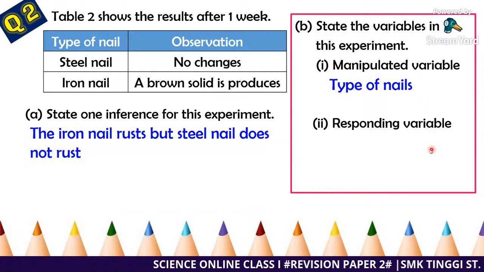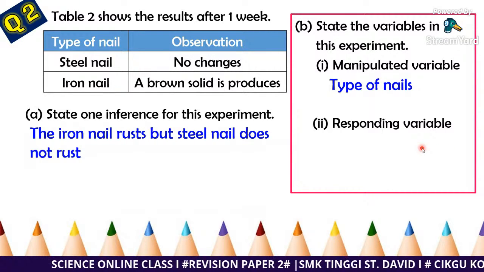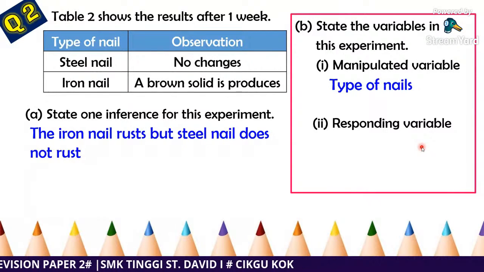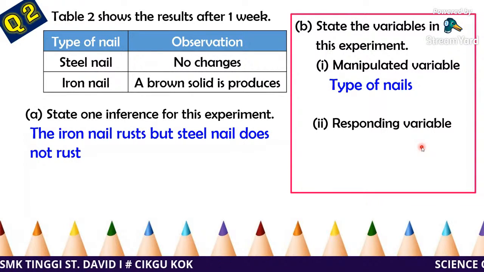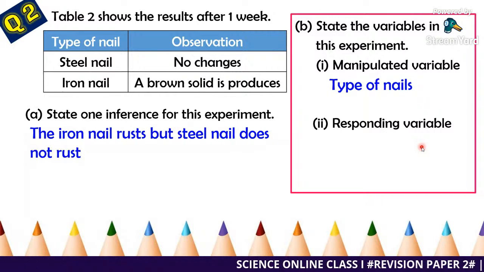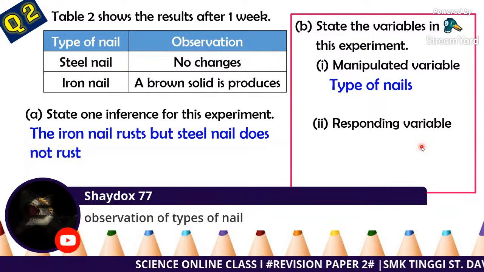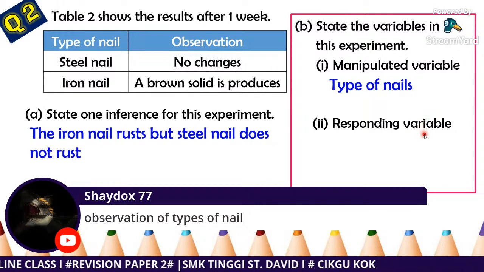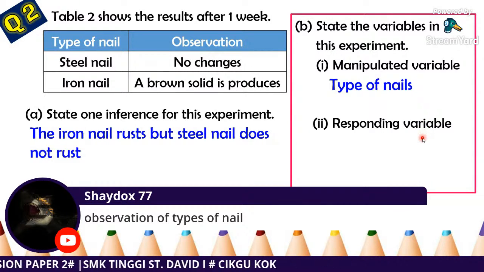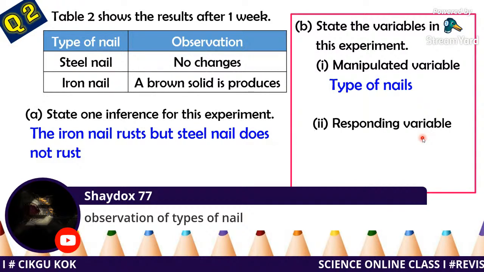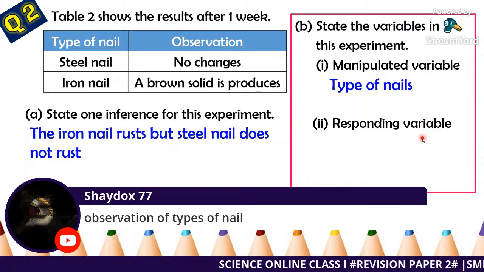Okay, observation of change, observation of nail. Both are also correct. Observation of change, whose change is that? Observation of the new changes. Okay, observation of the type of the nail, also correct. Okay, let's see here. I will show the answer. They give me the answer: the observation of the type of the nail.